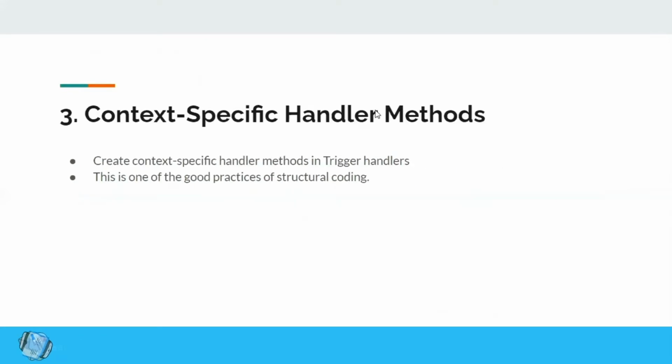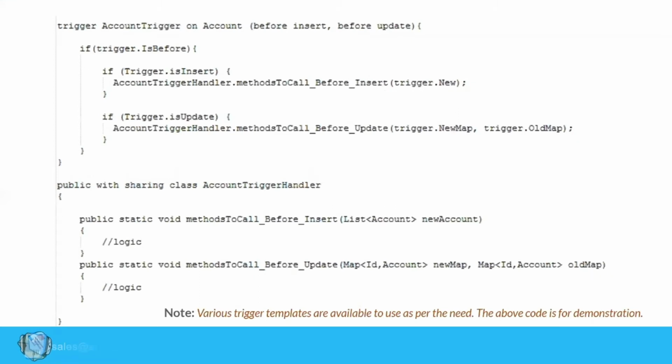Third is context-specific handler methods. We should write context-specific handler methods in the trigger handler class. So let's go back to the previous example and see what we have done there. In this example, we have not written any logic in the trigger directly, and the methods are context-specific handler methods. This example covers point number 2 and point number 3.